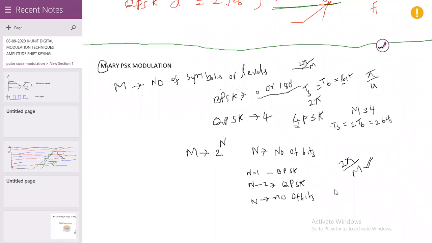Similarly, in M-array, the symbols consist of how many bits, or how many TBs? TS is equal to, how can we write? How many symbols can there be in M-array? Number of symbols, N TB, ma'am. NTB. Very good. That is NTB. So N number of bits can be present, according to our requirements.